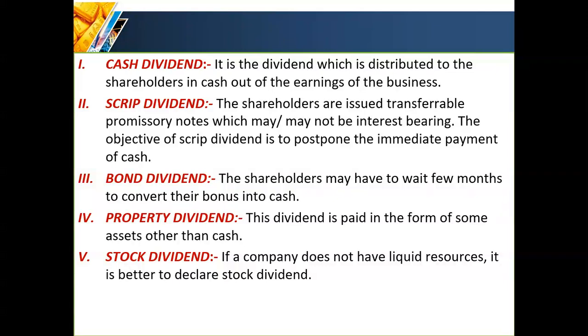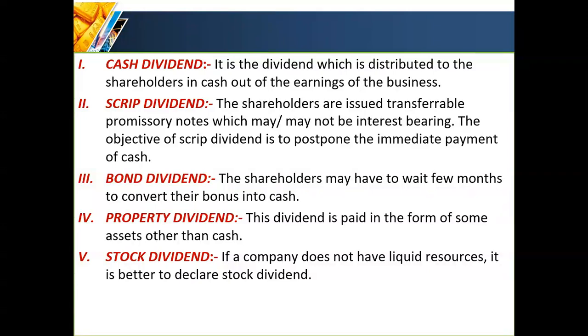Then property dividend, in the form of assets. See, property dividend is an alternative to cash dividend, scrip dividend, or bond dividend. It is rather an uncommon payout structure in which there is a transfer of non-monetary assets between the company and its shareholders on a non-reciprocal basis. This non-monetary asset may be in the form of inventory of the company, shares of a subsidiary company, sometimes real estate that they are going to pay.